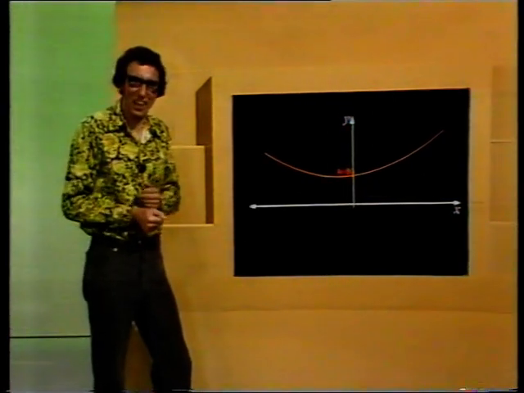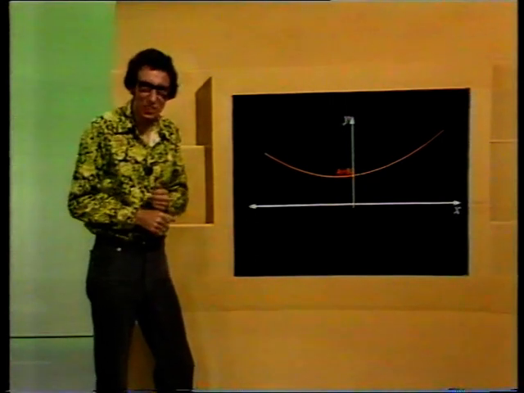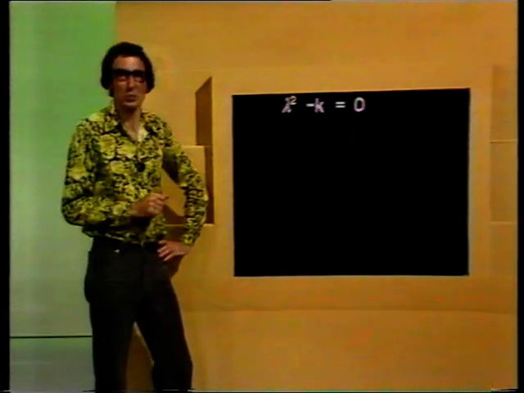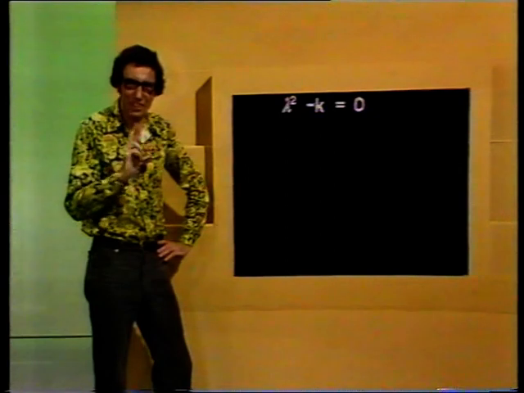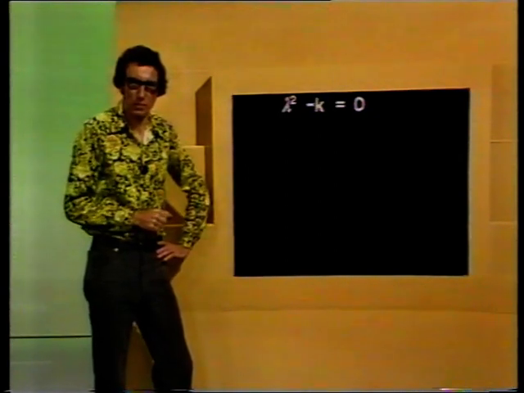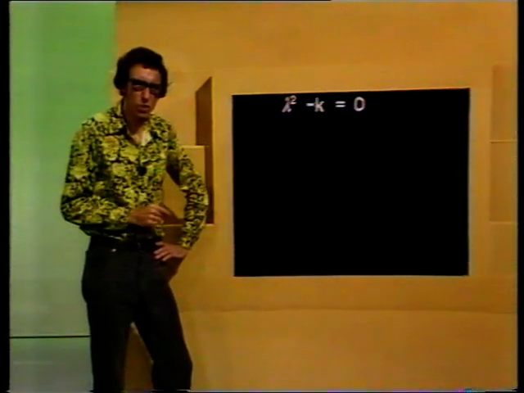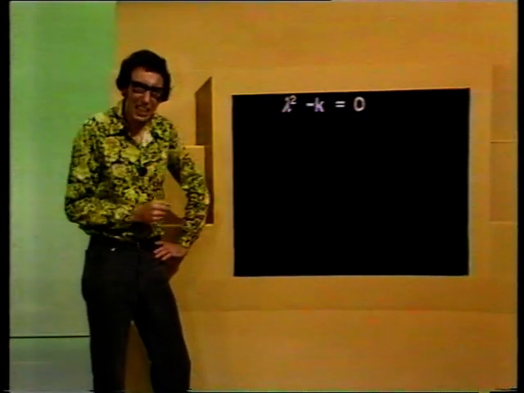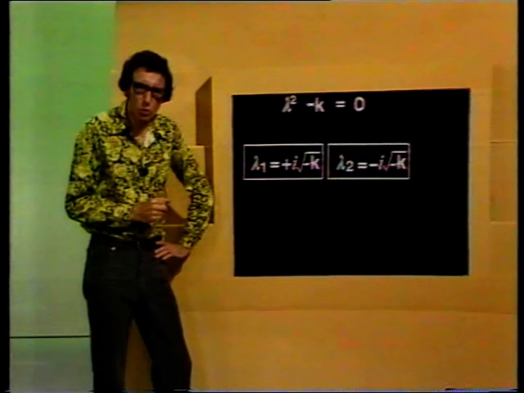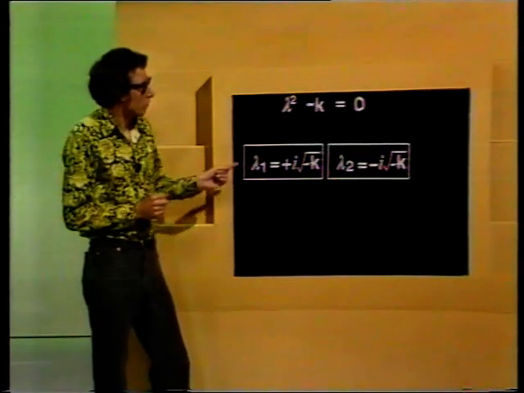Well, that's fine, so far as it goes. But I've been making an assumption that that constant k is positive. If it's negative, we're going to have to be careful about those square roots. If k is negative, we get imaginary solutions of the auxiliary equation.